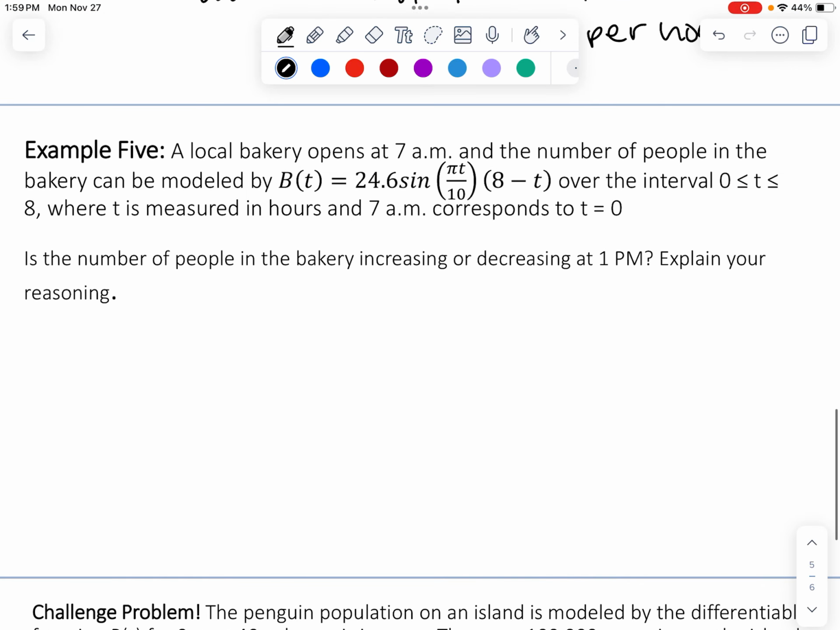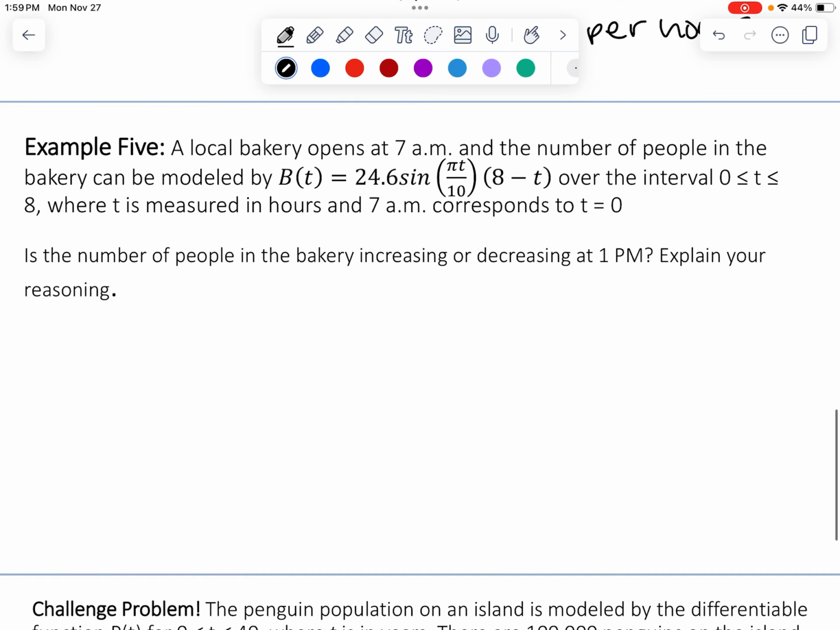So this one says a local bakery opens at 7 a.m. and the number of people in the bakery can be modeled by B of t equals 24.6 sine of pi t divided by 10 times 8 minus t over the interval 0 is less than or equal to t, which is less than or equal to 8, where t is measured in hours and 7 a.m. corresponds to t equals 0. Is the number of people in the bakery increasing or decreasing at 1 p.m.?